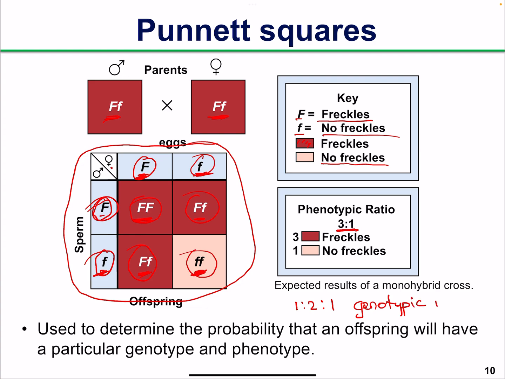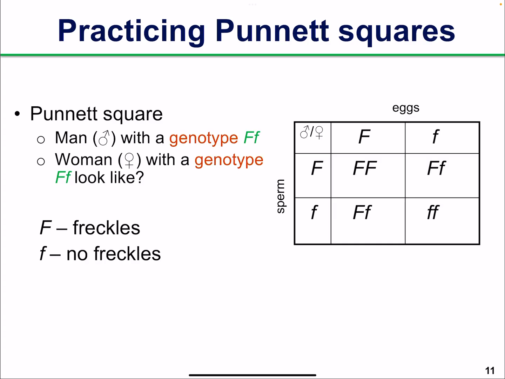Genotypic ratio. It's 1:2:1: 1 homozygous dominant, 2 heterozygous, 1 homozygous recessive. But the phenotypic ratio is going to be 3:1, right? All right, let's move on. Okay, so let's practice the Punnett square.